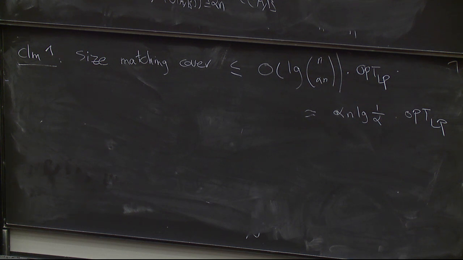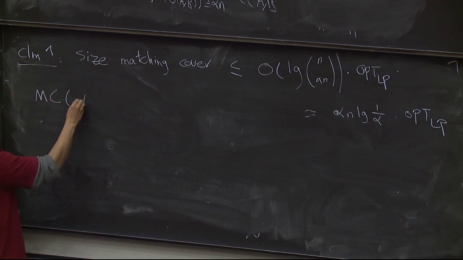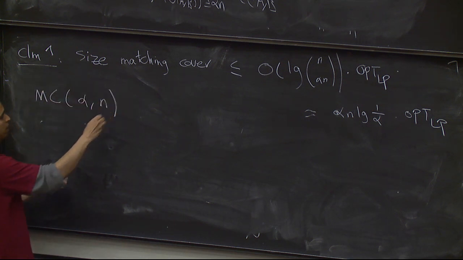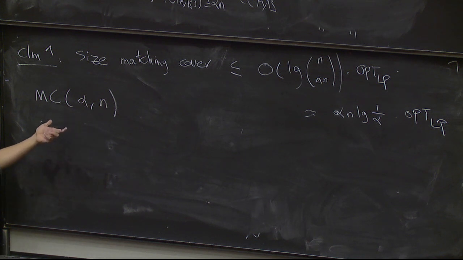What is my goal? I want to tell you that my eventual goal is to bound matching cover in terms of RS graph. In fact, my goal is to show you that matching cover and RS graph are the same thing. Like MC of alpha and N is roughly the same as RS of alpha N and N. So define MC of alpha and N. This is the size of the best matching cover with parameter alpha.